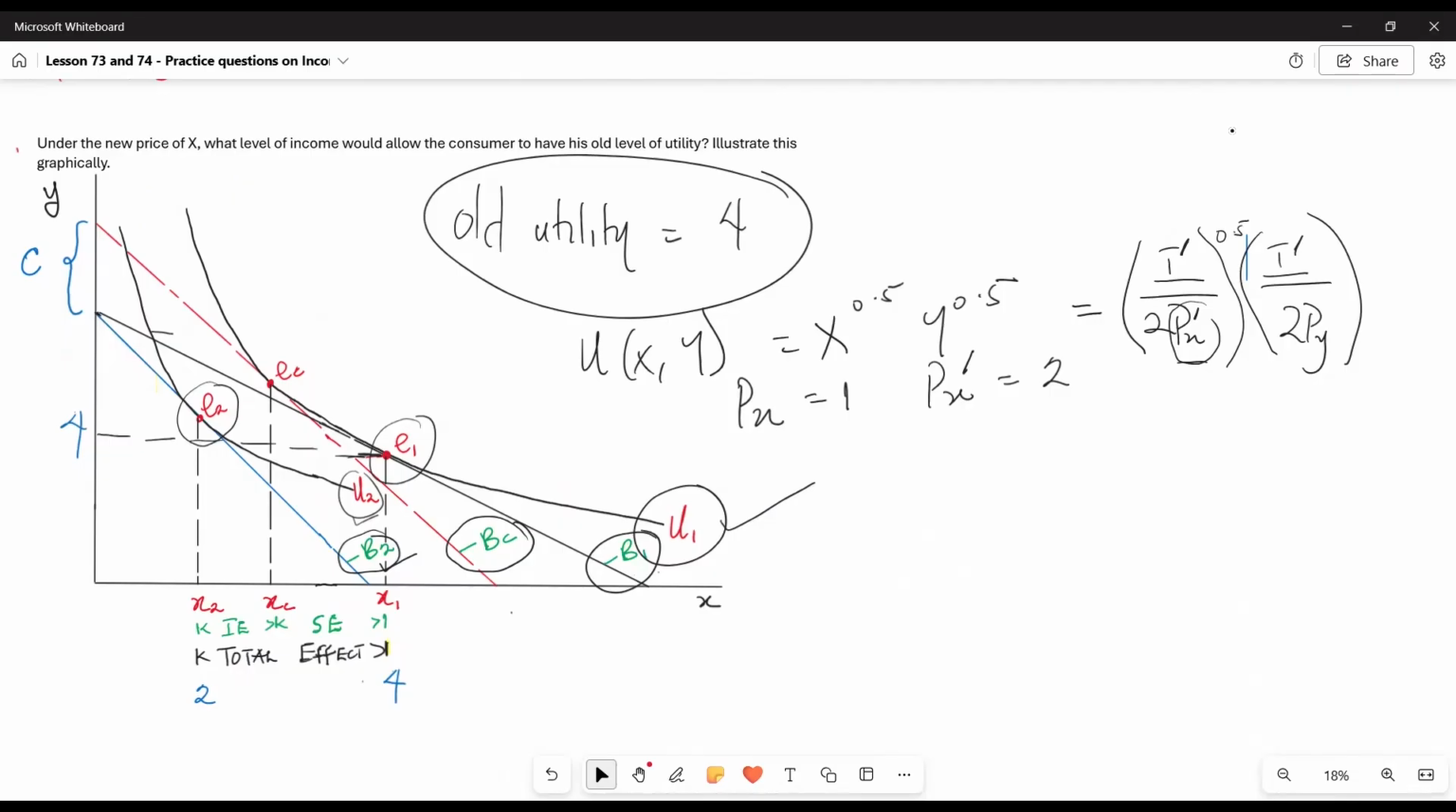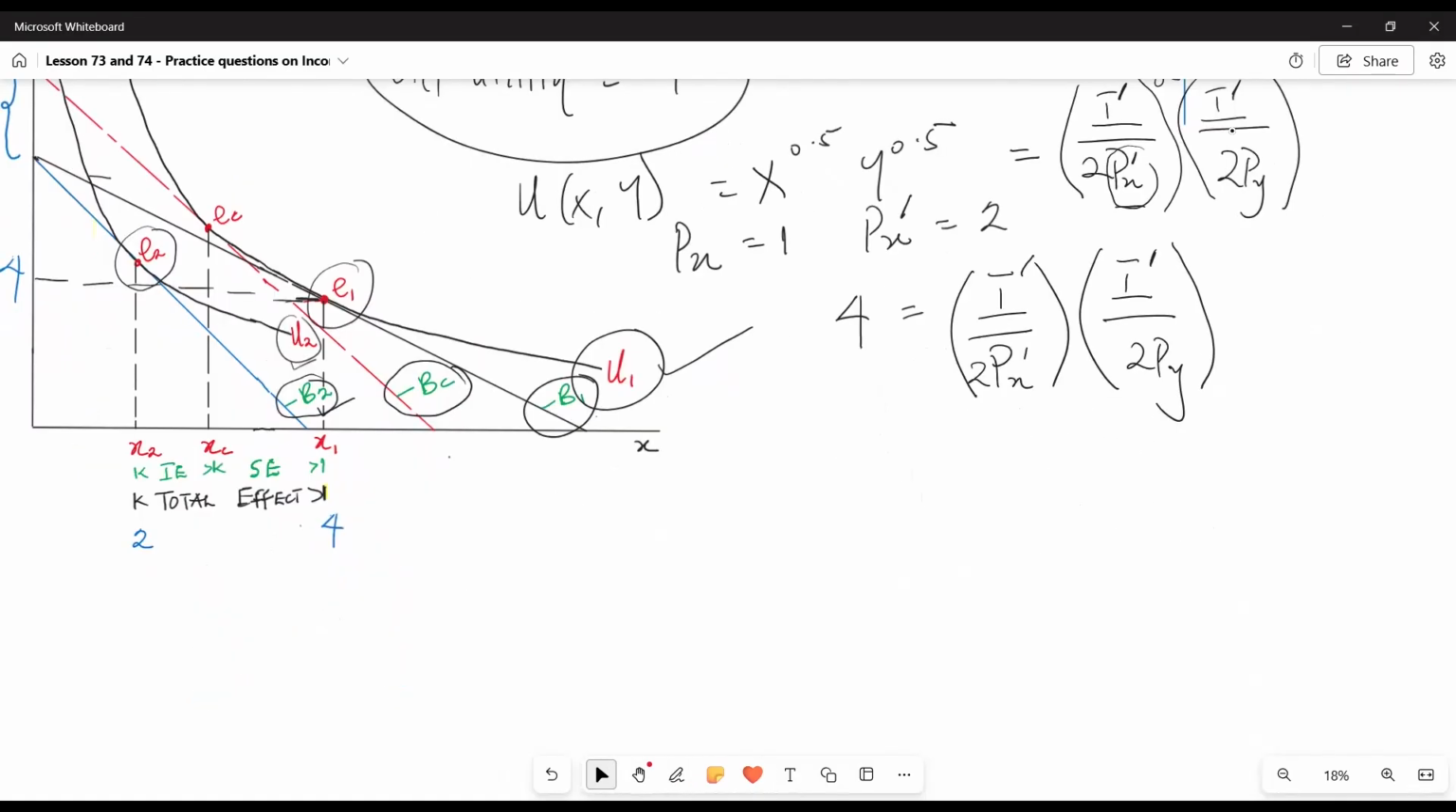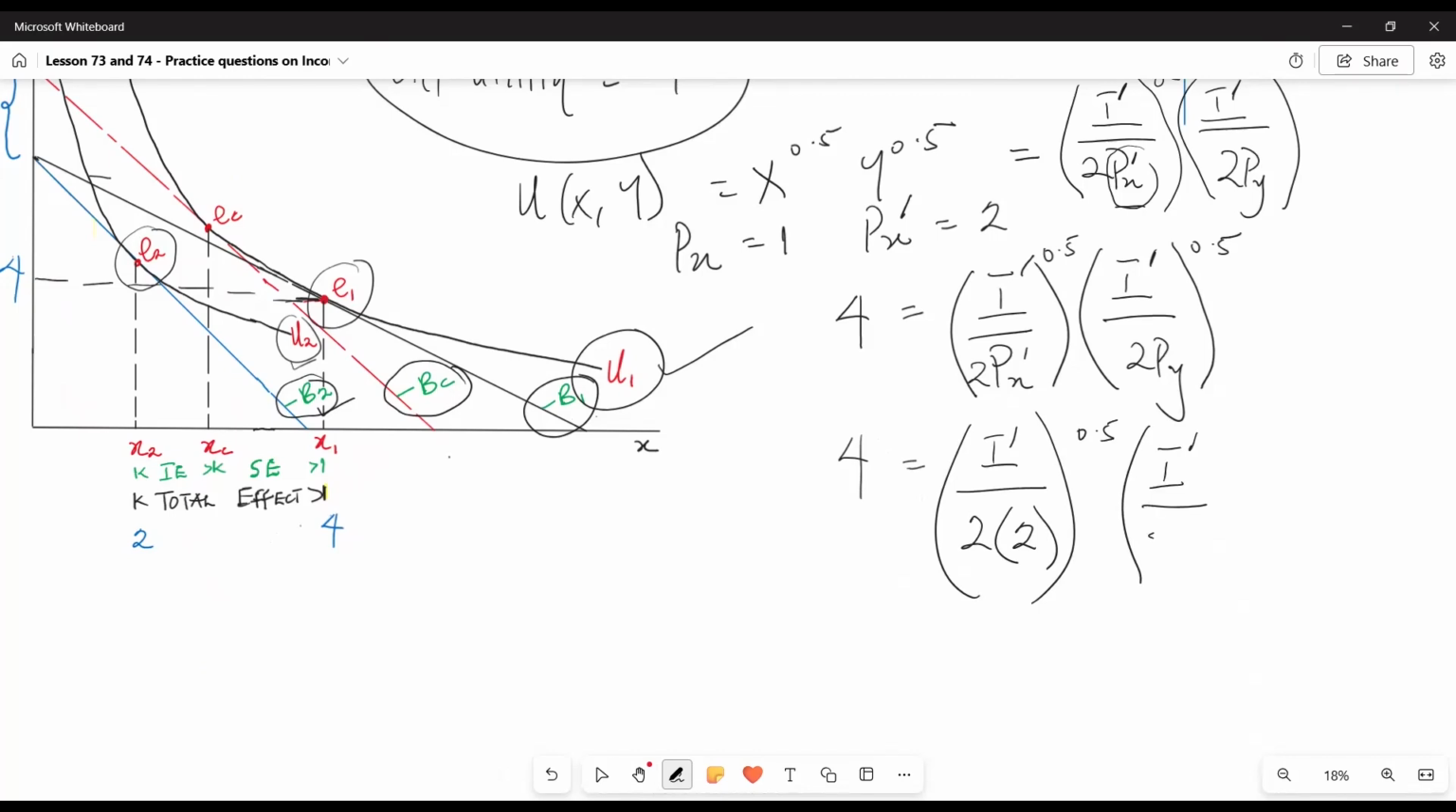So let's rewrite this. We need to keep Ella on the old utility, which is 4, given that the price of good X has changed. If we put the price of X in this, we have I prime divided by 2 times the new price of good X, which is 2, and for Y the new income that we need and the price of Y as 1. We simply have to solve for I prime here, which will give us the new income needed to keep Ella on this level of utility, even though the price of good X has changed to 2.